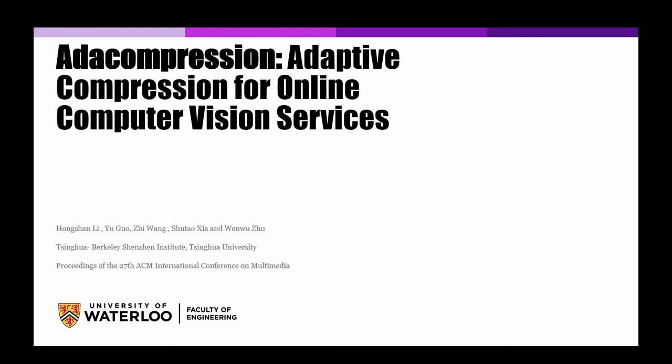I'm going to present today AdaCompression, adaptive compression for online computer vision services. This paper discusses how to compress an image in an adaptive way, such that you can still run inference on the compressed image using a DNN model available on cloud-based computer vision services, while still achieving the same average accuracy. The compressed image will still be understandable by the human vision system, as they still use a standard, reconfigurable way of compression called the JPEG codec.